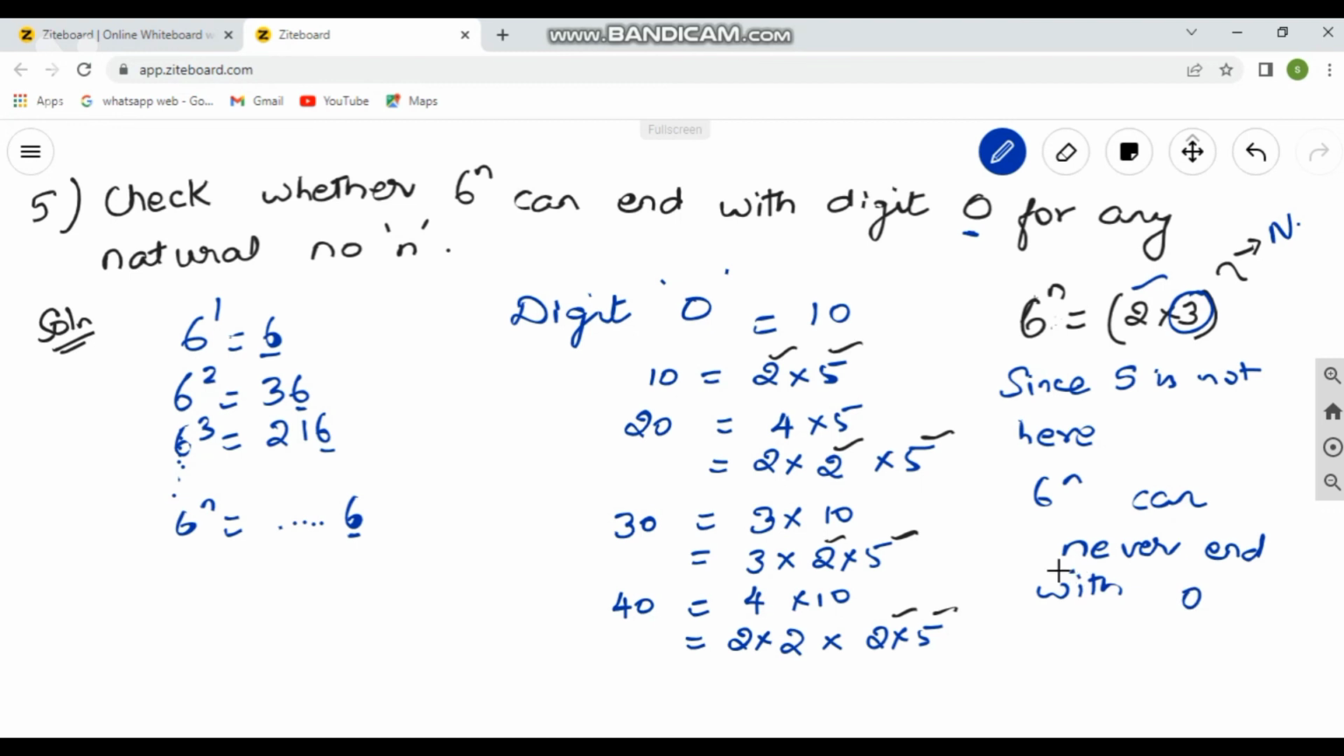Is it clear? If you consider a number which ends with a digit 0, we can see that this number contains 2 and 5. But for 6 power n, it can be written as 2 into 3, or we can also write 1 into 6. Anyway, that 6 will be factorized, and once again we are left with 2 and 3. So we have 2, but 5 is not present here. So we can say that 6 power n can never end with digit 0. Okay, so this is the answer for sum number 5.